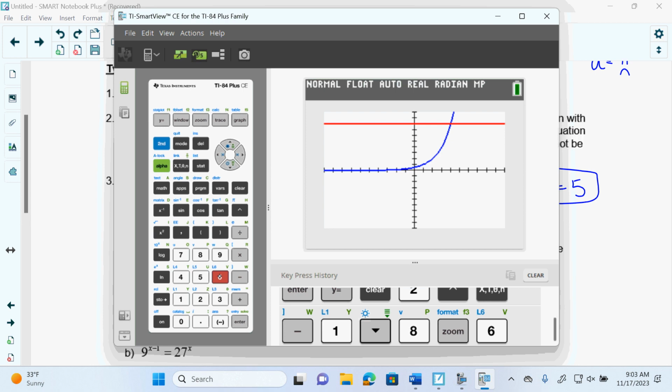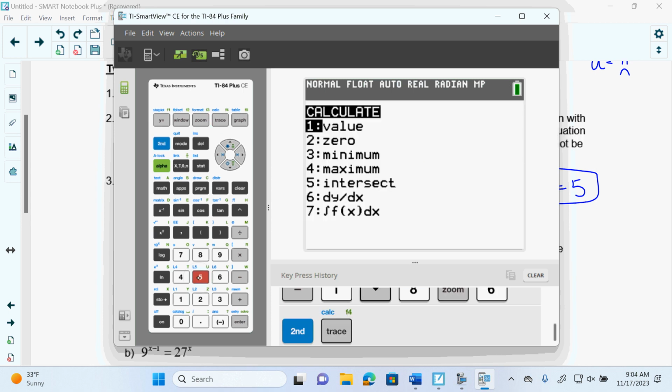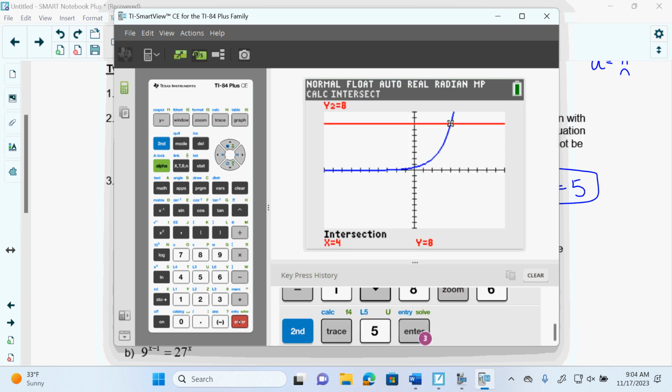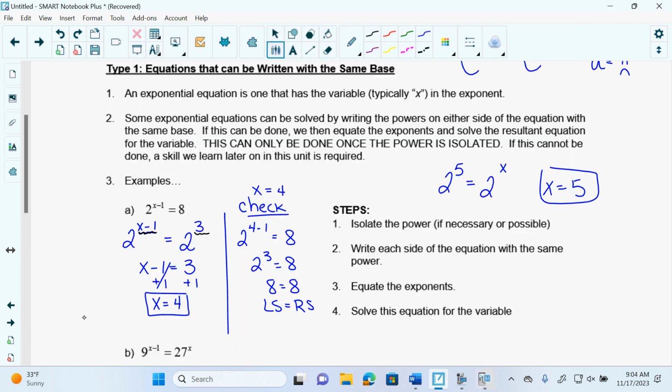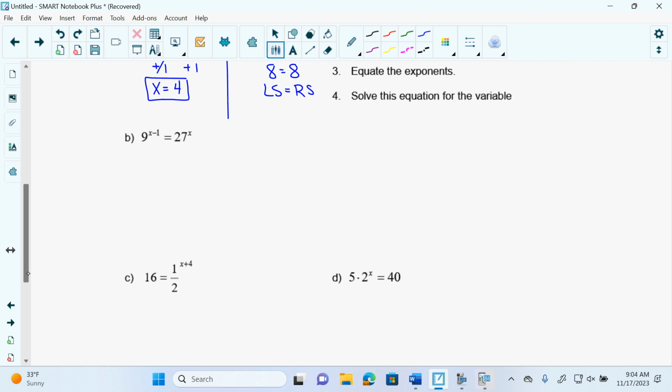So if you've already solved it, and the great thing is if you've solved it, you know what your x max needs to be. So if you solve it and your x equals 50, then I need to go to my x max and make it be at least 50, or I can't find it on my calculator. So second trace 5, enter, enter, enter, and I get 4, because I only care about the x, right? Same answer. Okay, B. What base can I make them both be?